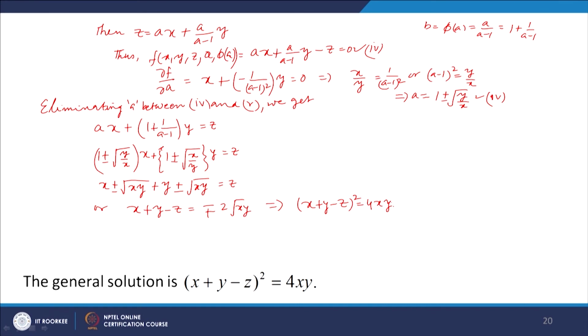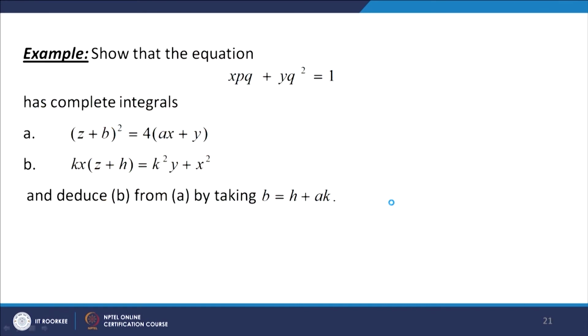Now, let us consider one more problem of first order nonlinear PDE. xpq plus yq square equal to 1. By Charpit method, you can show that there are two complete integrals. One is z plus b whole square equal to 4 times ax plus by. The other one is kx into z plus h equal to k square y plus x square. What we have to do here, we want to show that the complete integral b can be obtained from the complete integral a by taking b equal to h plus ak.